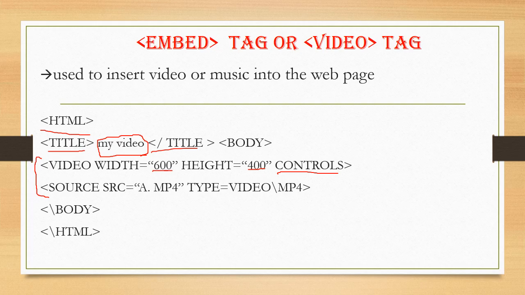Now we have the source tag. I said that another important tag is the source, which will have the file name, that means the video name. Next we mention the type of video. It is an MP4 video, so I have mentioned MP4. Next we have slash body and slash HTML, the closing of the body and the HTML file.